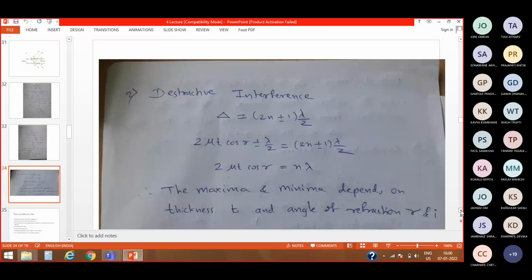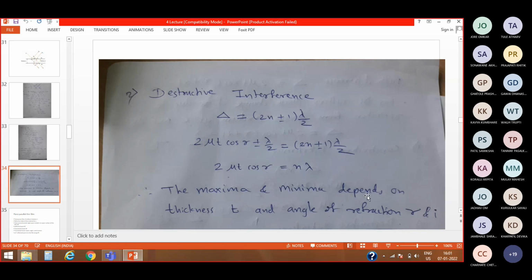Destructive interference: delta is equal to (2n plus or minus 1) into lambda by 2. Put the value of the path difference here, 2 times mu t cos of r plus or minus lambda by 2. After simplification of this equation, I got 2 mu t into cos of r is equal to n lambda. So this is the condition for the destructive interference.